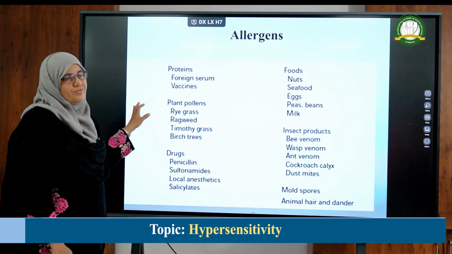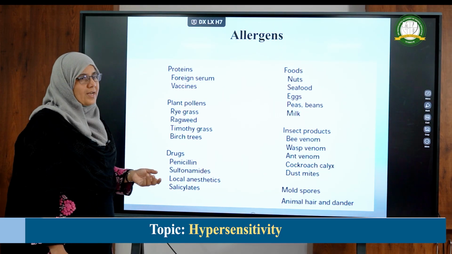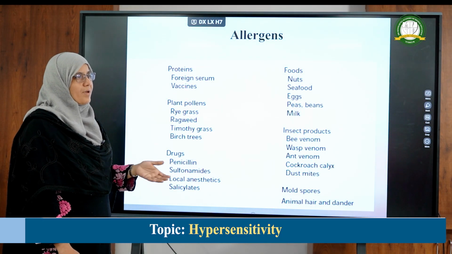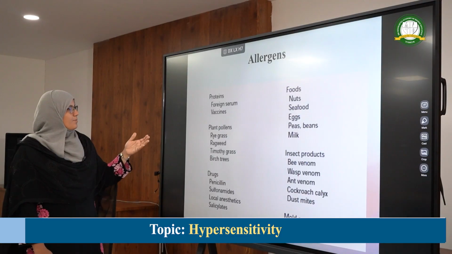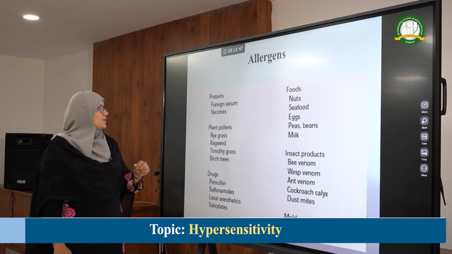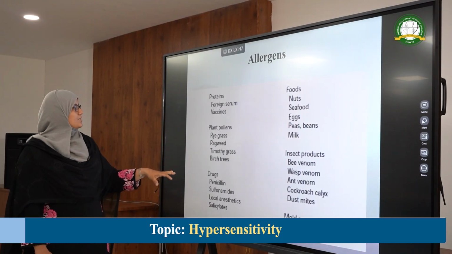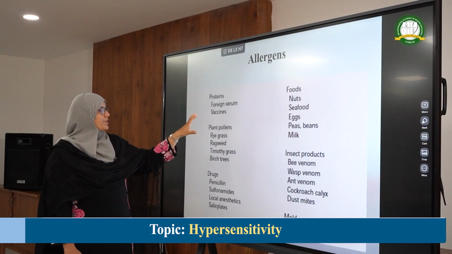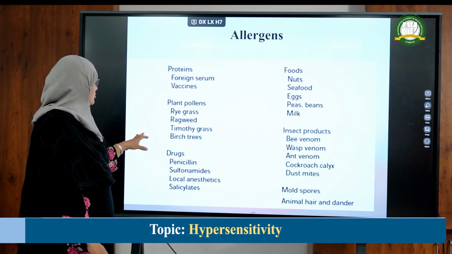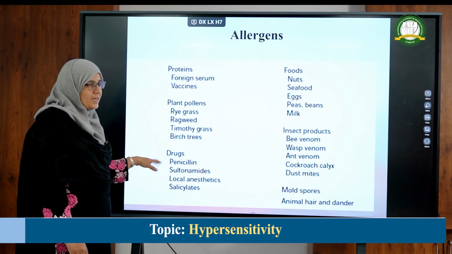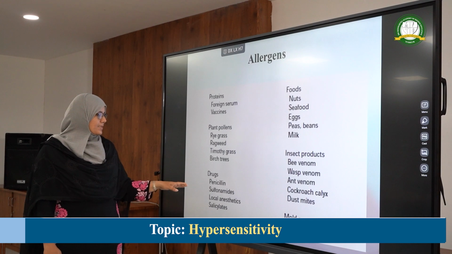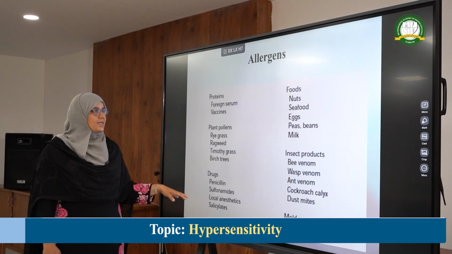Some examples of common allergens that we have encountered in day-to-day life and faced in children: some have an allergy to peanuts, some are allergic to pollen substances, some have a dust allergy, some are asthmatic. So, a list of allergens in detail: proteins, foreign serum or vaccines, plant pollens like ryegrass, ragweed, timothy grass, birch trees. Some of the drugs which can induce this anaphylactic type 1 hypersensitivity reaction are penicillin, sulfonamides, local anesthetics and salicylates.